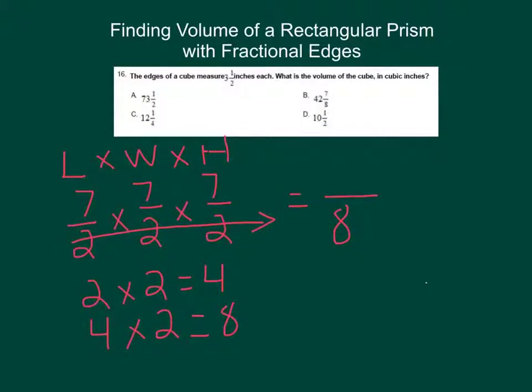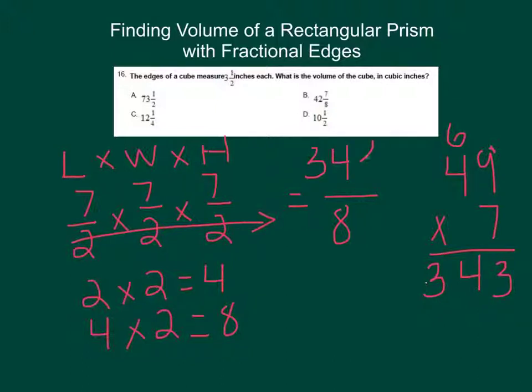Now that I've got my new denominator, I need to work on my numerator. So I have 7 times 7 times 7. Well, I already know that 7 times 7 is 49, so I'm going to start there. And then I need to multiply the 49 times an additional 7. So 9 times 7 is 63. And 7 times 4 is 28. And 28 plus 6 is 34. So 343 is going to be my numerator.